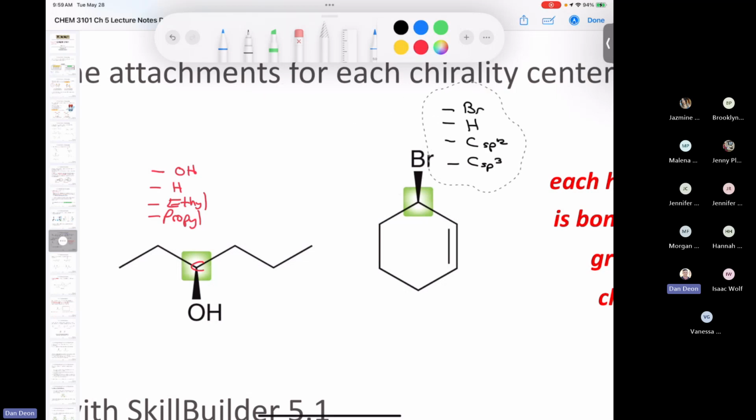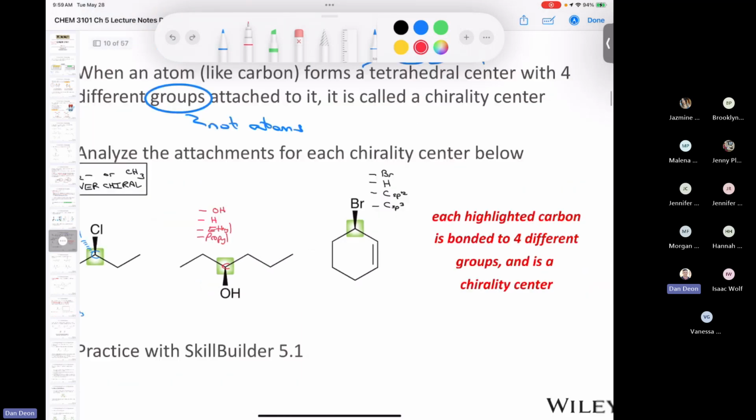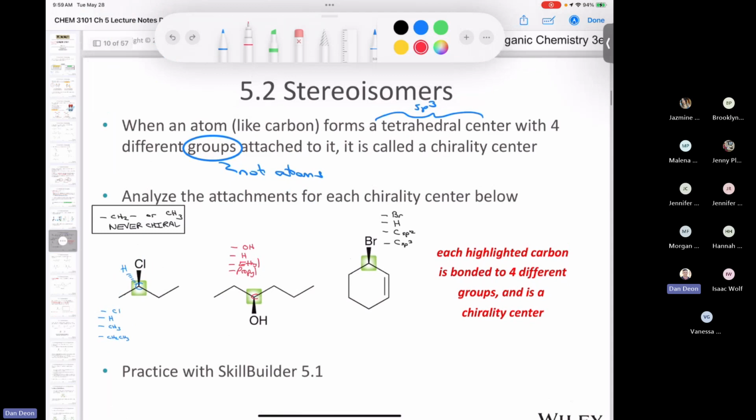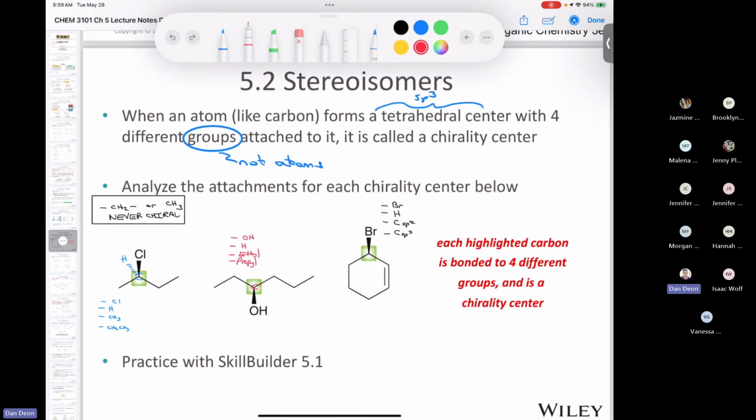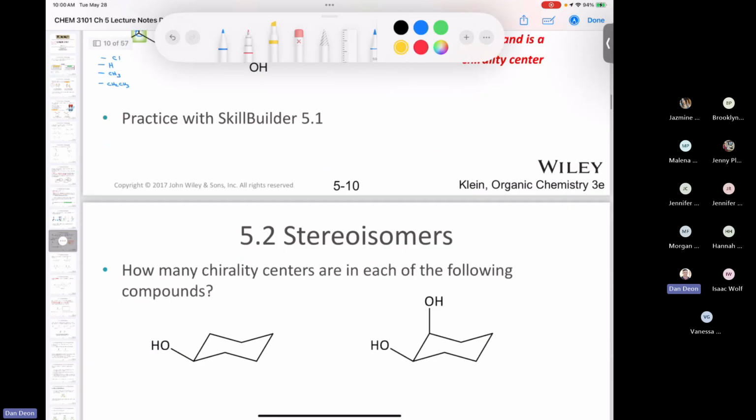So is that carbon chiral? The answer is yes. Why is this one not a chiral carbon? Because this is sp2 hybridized. It's not attached to 4 different groups. So give me a thumbs up if you're with me on recognizing a chiral carbon. 4 different what? Groups. Yeah, so it's not just atoms, it's 4 different groups. And we always travel until we find a point of difference.